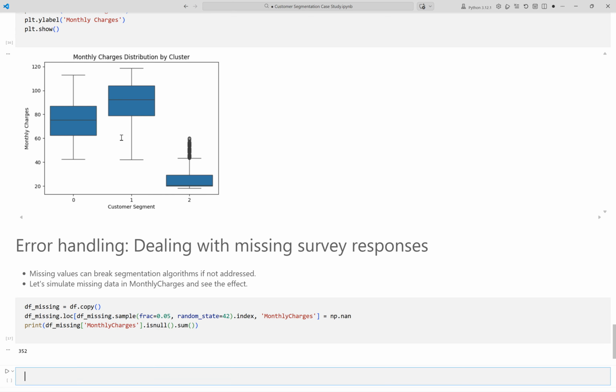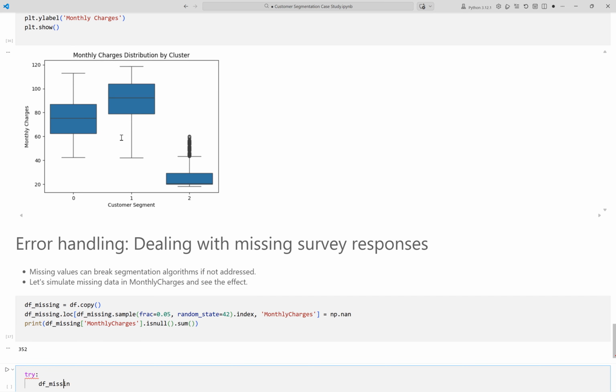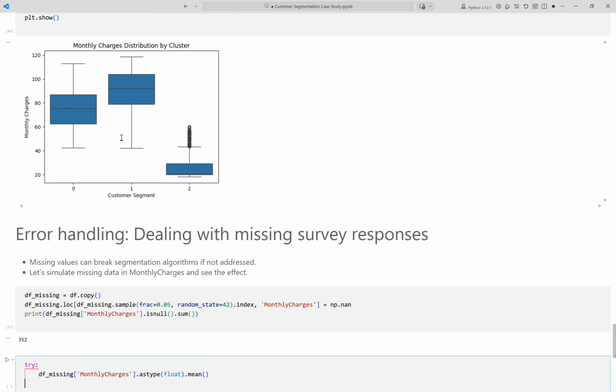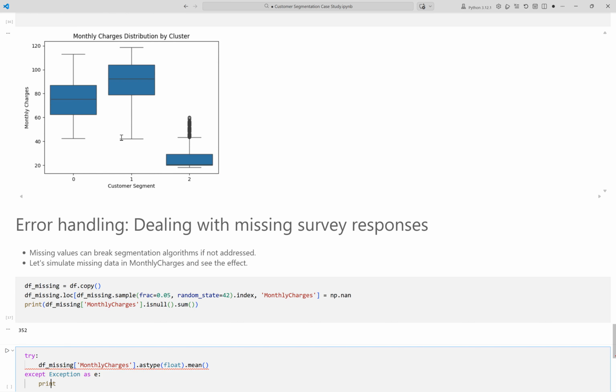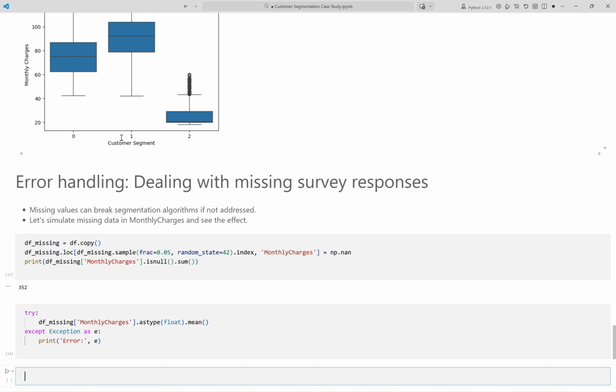We attempt to compute the mean with missing values and catch errors. Handling missing data is required for reliable customer segmentation. Running the cell now. For practice, try filling missing values with the median monthly charges.